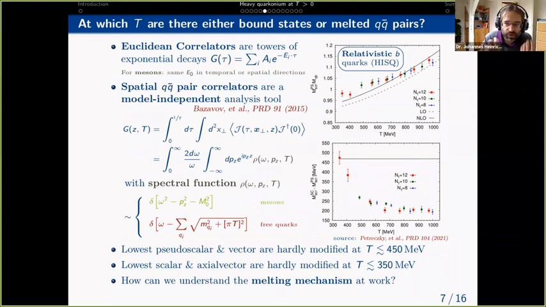So if we compute these Euclidean correlators in imaginary time, what we get is that these correlation functions are towers of exponential decay. So each one has an overlap factor A_i, and then it's an exponential, e to the minus the energy times the time.